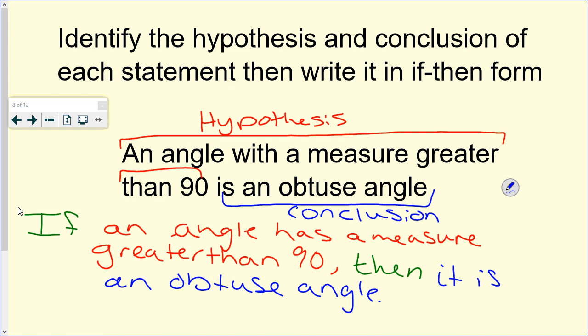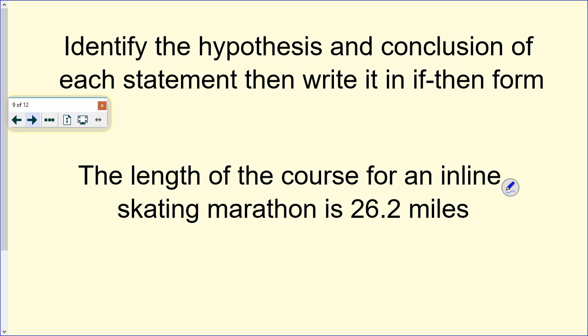Alright. Let's try another one. It says the length of a course for an inline skating marathon is 26.2 miles. Take a minute to think. Is there anything we could give a definition for? Remember, the thing you are defining, the vocab word in there, is going to be your conclusion. Think about what you could define in there. Remember, our conclusion is what we're defining.